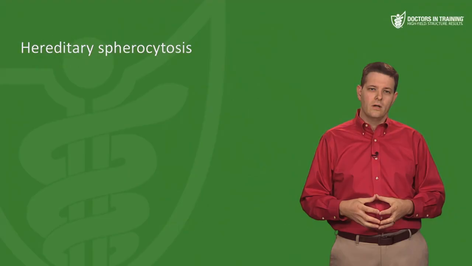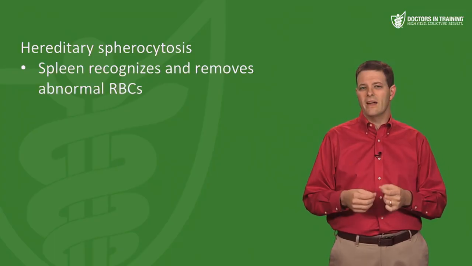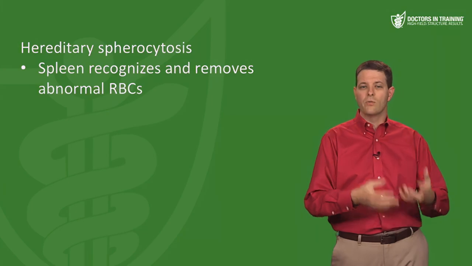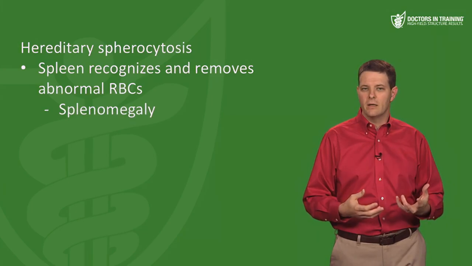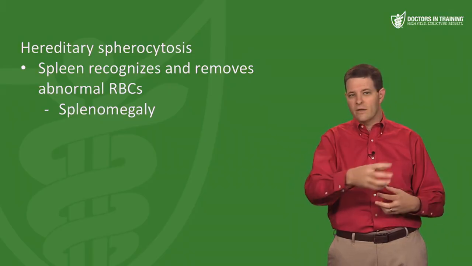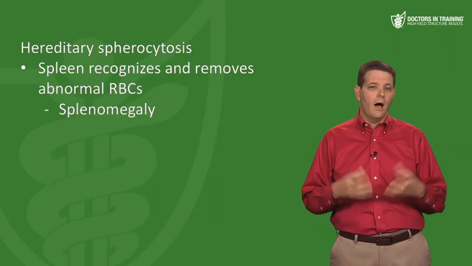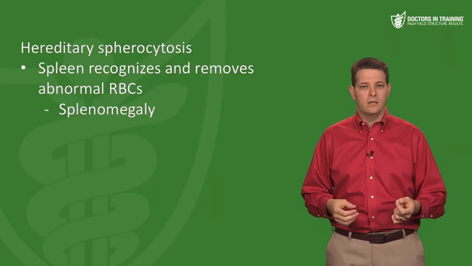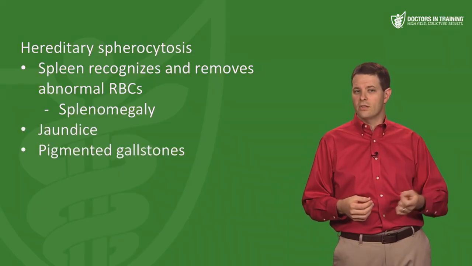Higher RDW means a lot of variability in size, and a low RDW means that the cells are very uniform in size. Now, the reason hereditary spherocytosis causes hemolysis is that the spleen recognizes these red cells as abnormal and then removes them from circulation. So clinically, that's going to lead to splenomegaly because the spleen is working overtime, pulling all these abnormal cells out of circulation, and the spleen gets enlarged. Obviously, hemolysis will result in anemia, and the increase in circulating bilirubin can lead to some jaundice and pigmented gallstones.